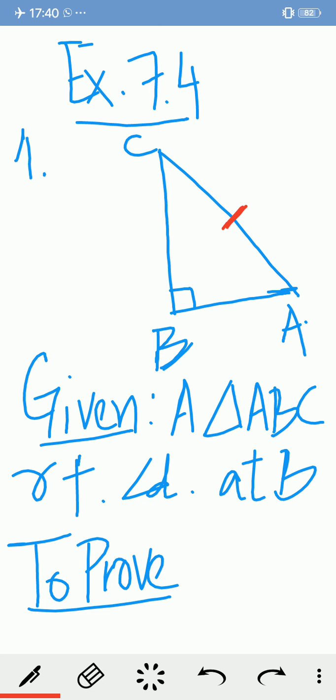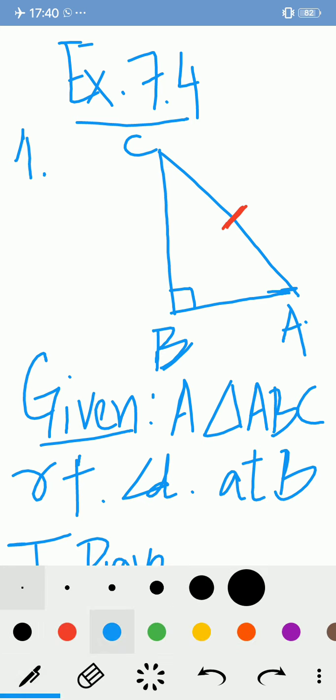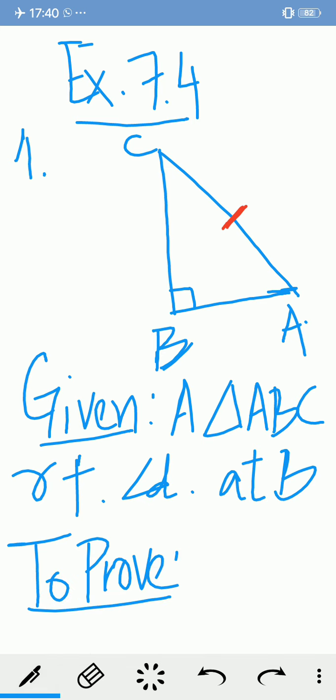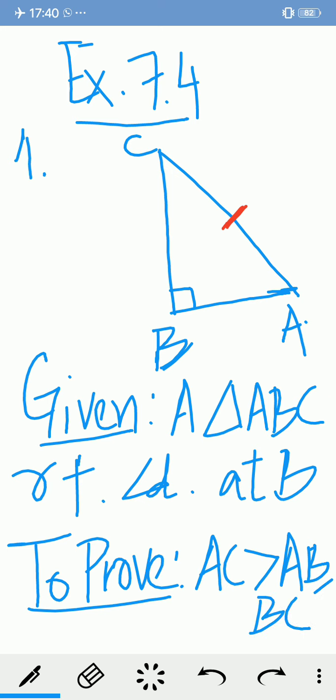So you are required to prove that the hypotenuse is the longest side. That means AC is greater than AB, comma, BC. This means that AC is greater than AB and BC as well. This is what you are going to prove. Got it? Okay, you can pause the video to make a note. I'll rub it.